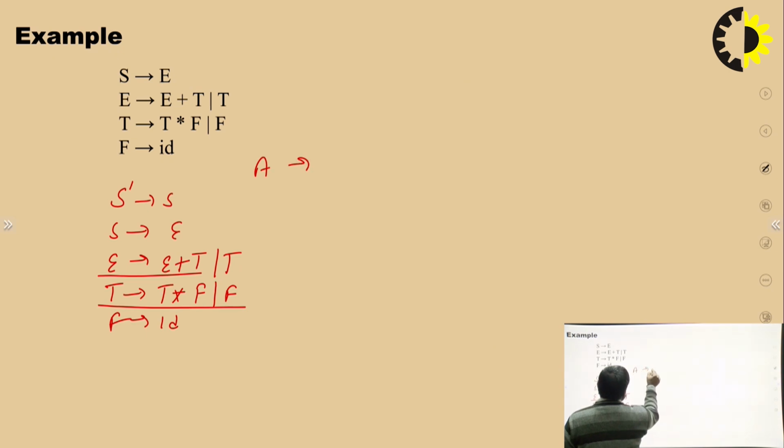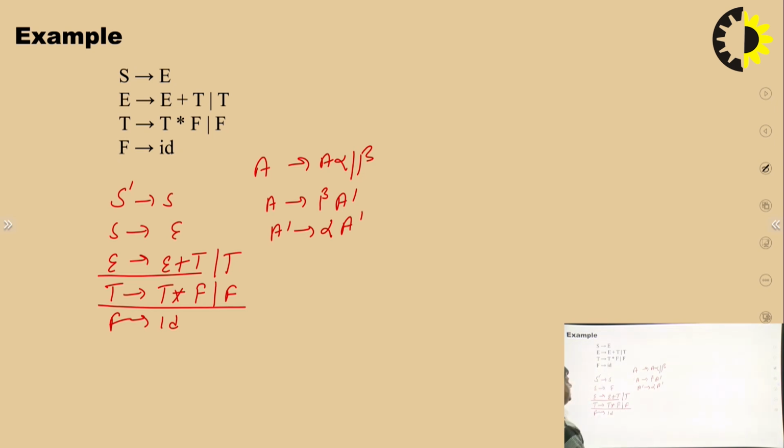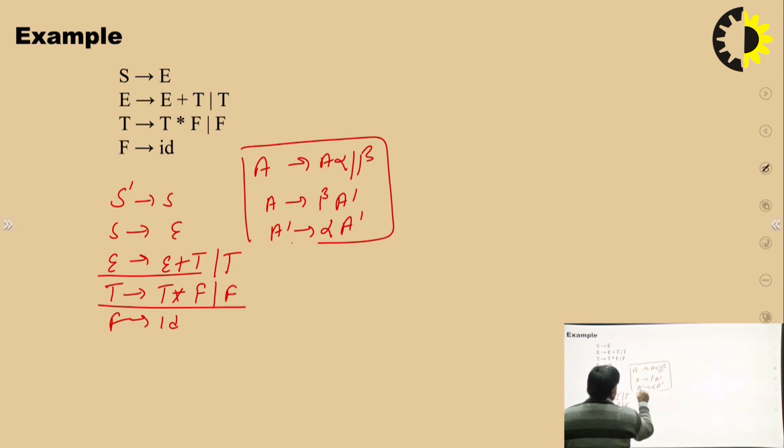Now what is removing the left recursion? A tends to A alpha and beta. Then what is the procedure for removing the left recursion? That is A tends to beta A', and A' tends to alpha A'. This is the procedure by which we remove the left recursion of any given context free grammar.